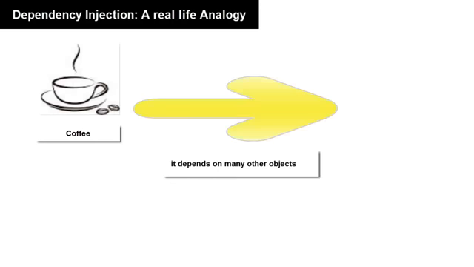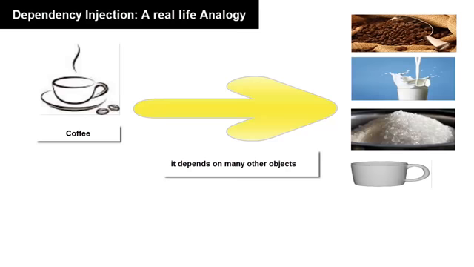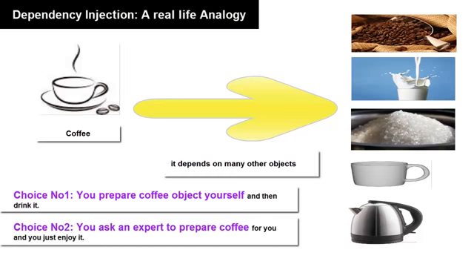You want to have a cup of coffee, and you know this depends on many other objects or has many dependencies like coffee beans, milk, sugar, a clean mug, an electric kettle to boil the milk, and any other ingredients which you like in coffee. You have two choices. You can prepare the coffee object by resolving every single dependency of it by yourself from start till end. Or you just order someone who is an expert at preparing coffee. You will get the end product, that is a cup of coffee, without worrying about any of its dependencies.